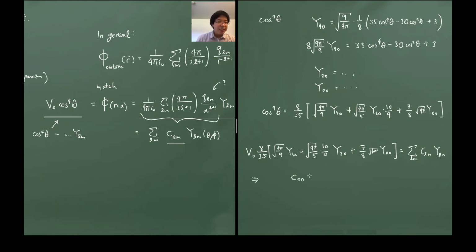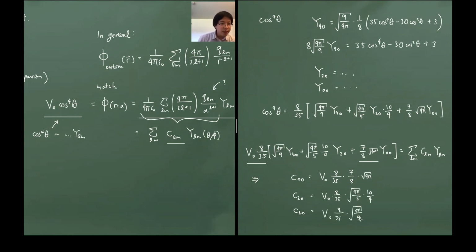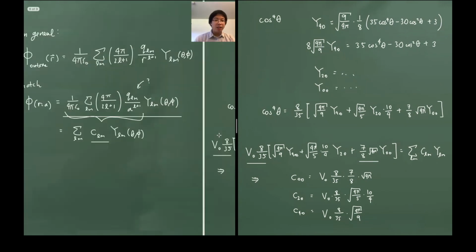So now I can just directly compare coefficients. And I will know that C0 is basically, because of the linear independence of these spherical harmonics, V0 8 over 35 times 7 over 8 times 4 pi. So by comparing coefficients, I can extract this out. Similarly, we can do it for C20 and C40. So C20 is going to be V0 8 over 35, 4 pi over 5, 10 over 4, and this is simplified. And finally, the C40 term, which is the coefficient of this side, is 8 over 35, and just 4 pi over that, like that. So that gives us the Cs.